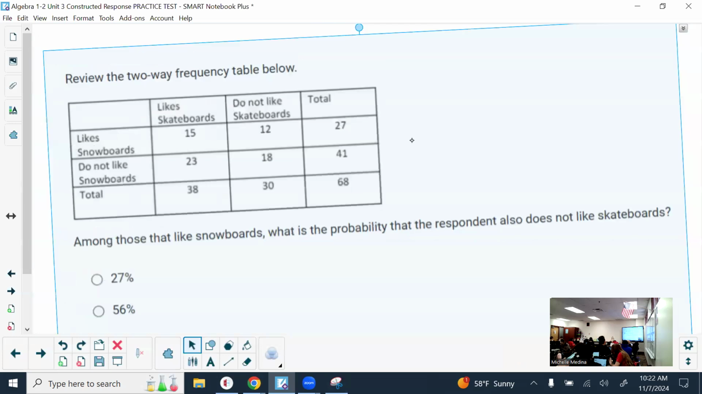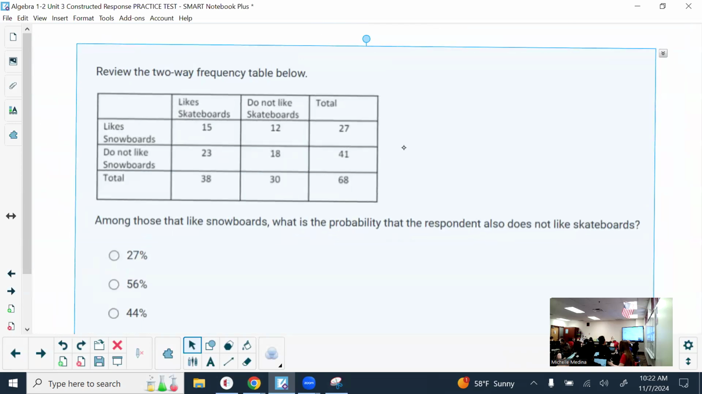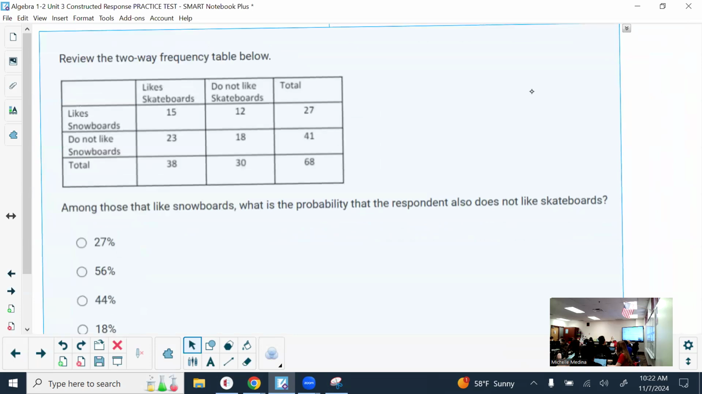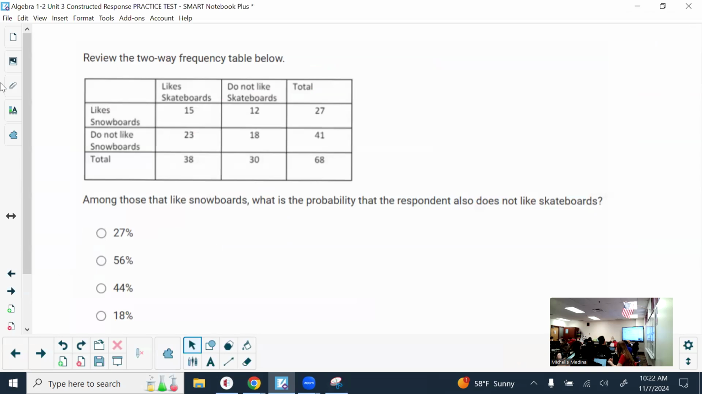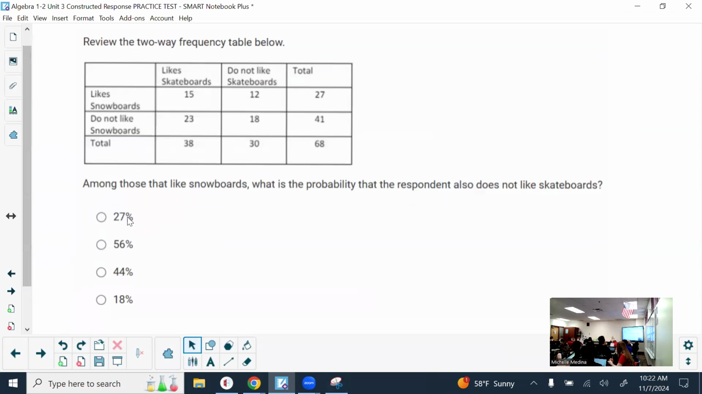Okay, so among those that like snowboards, what's the probability that the respondent also does not like skateboards? So the trick with these is you just have to read them very carefully. Notice that our answers are percents. To get a percent, what math do you usually have to do? Division. The hard part is knowing what to divide, but it always tells you. You just have to read it and look for phrases that tell you what the denominators would be. So like, out of those who blah, blah, blah, given that they blah, blah, blah.